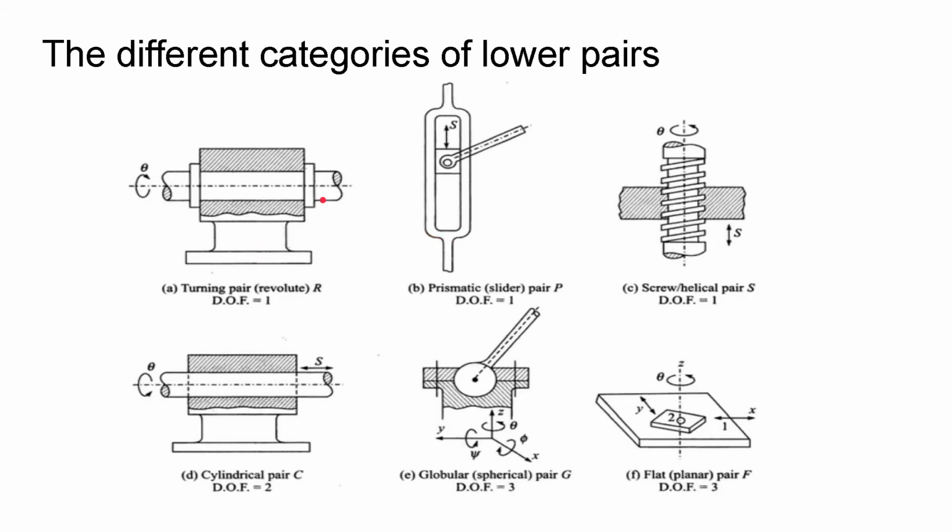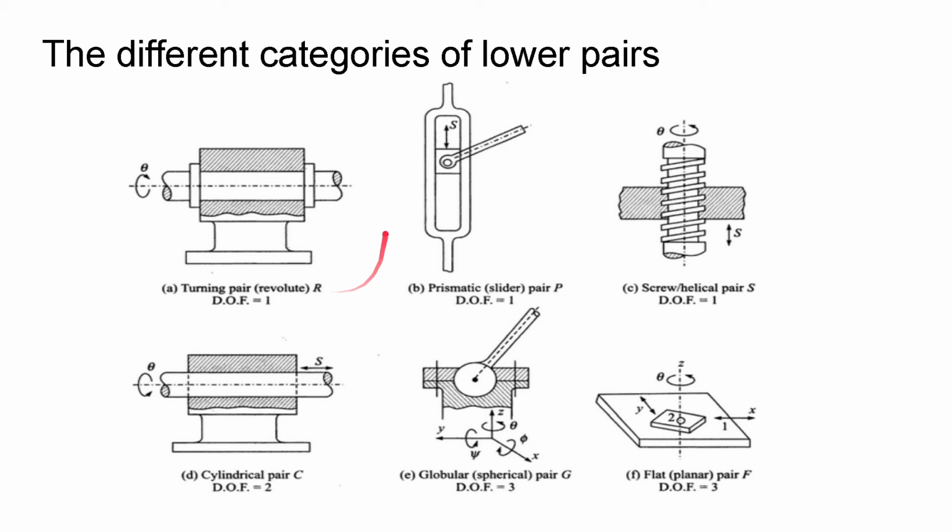So let's see the different categories of lower pair. First is the turning pair, or we'll say the revolute. So we have only 1 degree of freedom, and that is rotation. So we'll represent it by R.